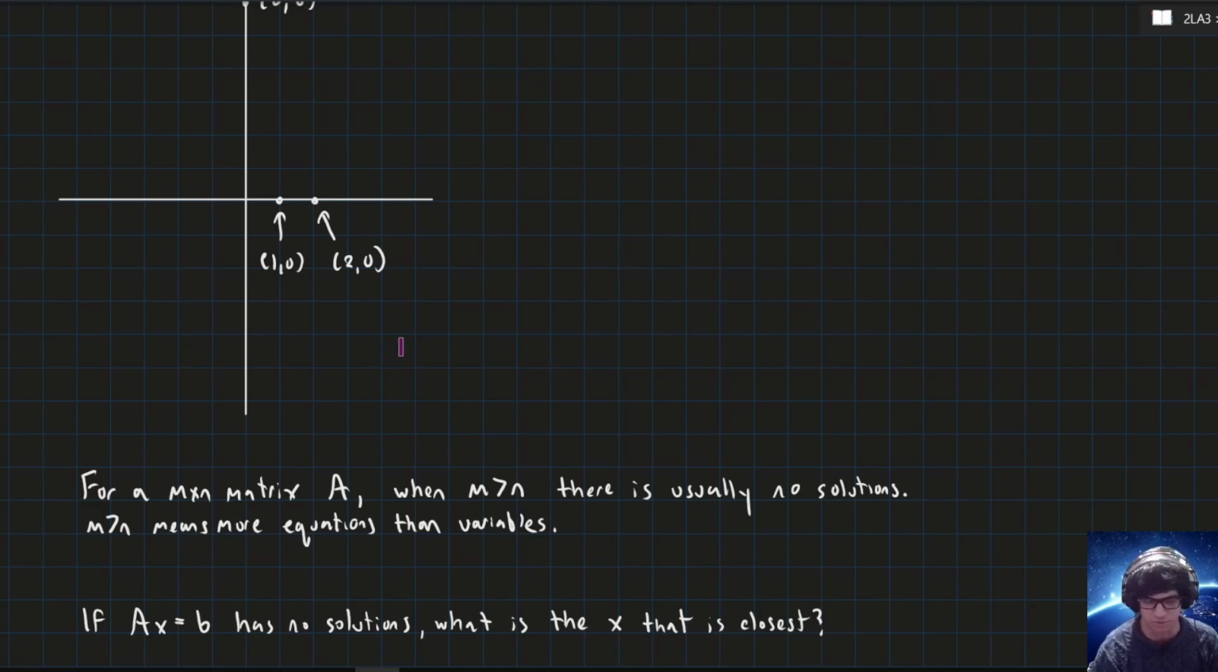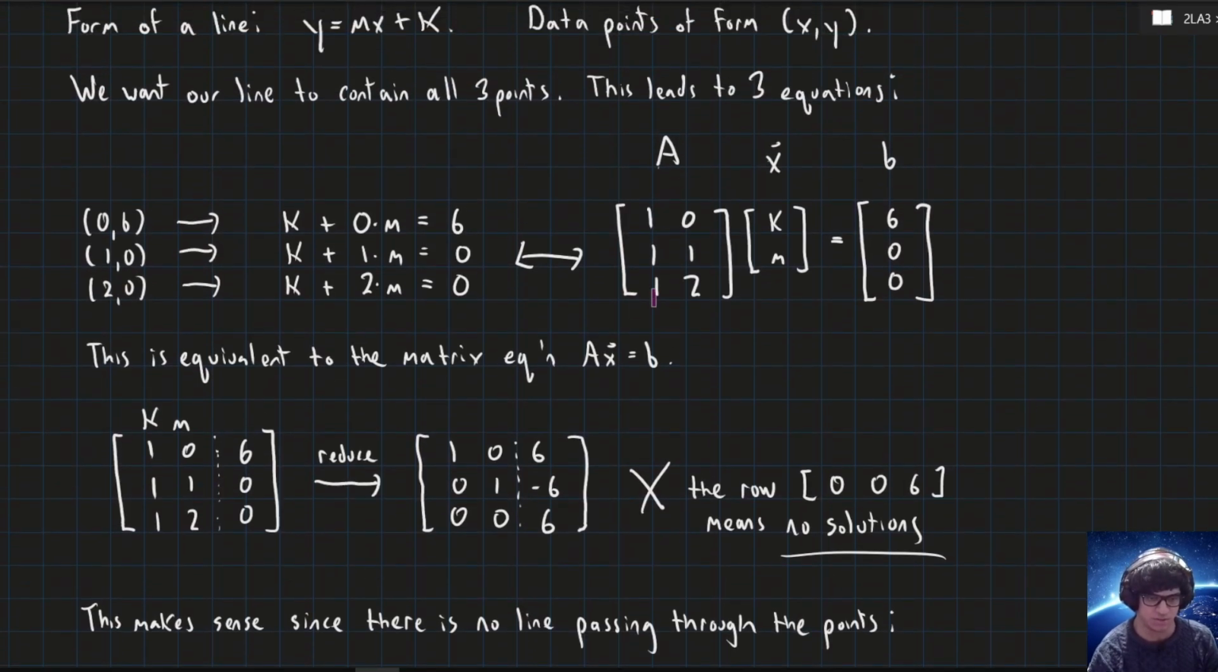And from the beginning, we shouldn't have expected a solution. Notice if we have an m by n matrix A, when m is greater than n, there's usually no solutions. m greater than n means there's more equations than variables. So why is there usually no solutions? This is our A here, and we have more rows than columns. For there to be a solution, what we're asking for is for b to be inside the column space of the columns.